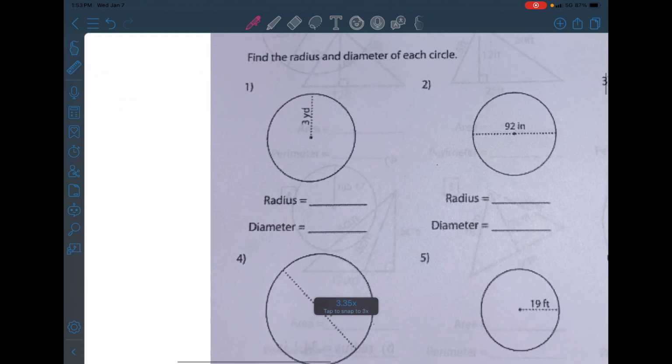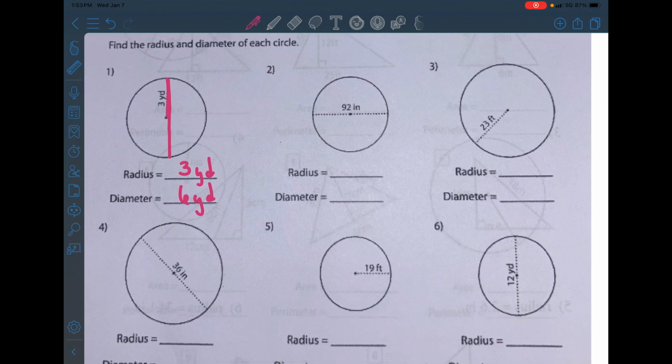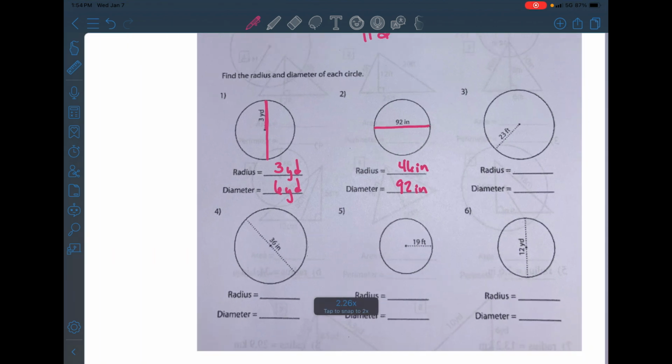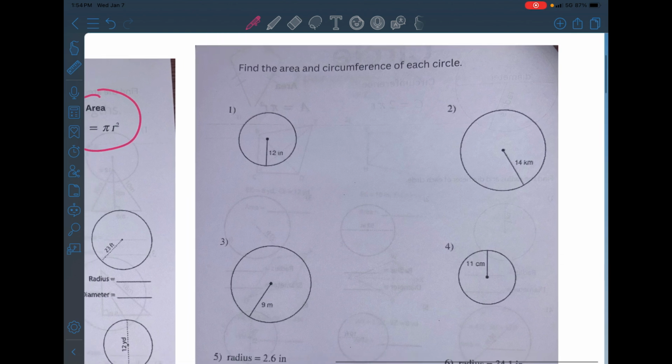All right, so let's look at it. On number 1, the radius of this is given. Your radius is 3. That's your radius, 3 yards. And your diameter is 2 times that. So 2 times 3 is 6. Let's look at number 2. Your radius is not given, it's your diameter. So your diameter is 92 inches. And your radius would be half that. So in your calculator, you'd put 92 divided by 2, and you'd get 46 inches. Go ahead and finish this page, and pause the video and meet me back on this page.